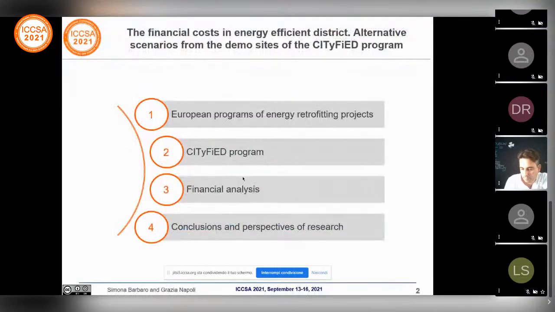The presentation consists of 4 parts. The first part introduces the European programmes of energy retrofit projects and analyzes the characteristics of the My Smart City District programs. Next, the focus shifts to the Certify program and then to the financial analysis of its alternative scenarios. Finally, the conclusions and the perspectives of the research are presented.